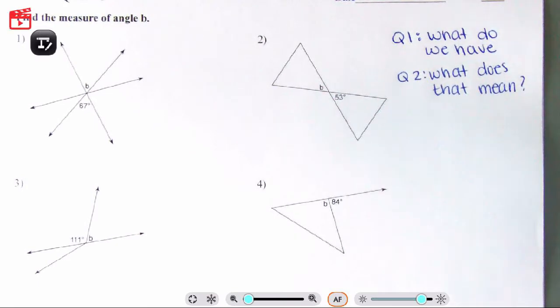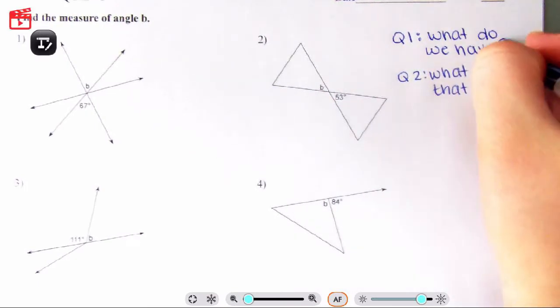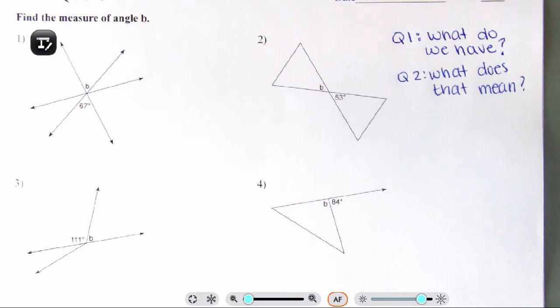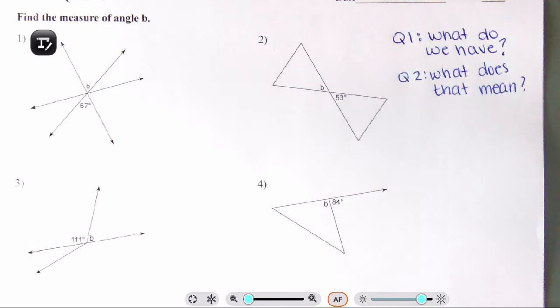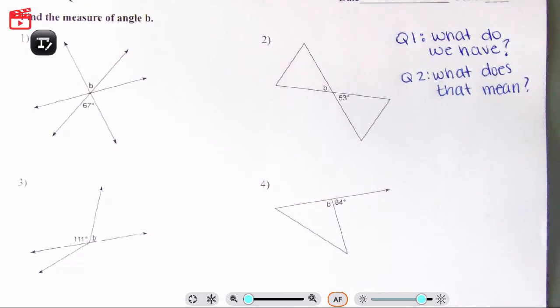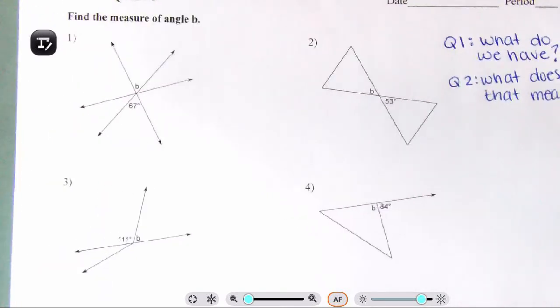Now, at this point of the semester, these two questions are going to be very repetitive in what we're doing. We're going to be talking about parallel lines cut by a transversal shortly, and these questions will definitely still be there, and I'm going to drill you with these two questions. You have to know, first of all, what do you have? Second of all, what does that mean? Sometimes I will repeat question number two multiple times because there are certain things that we need to know, and what does that mean is one of those things.